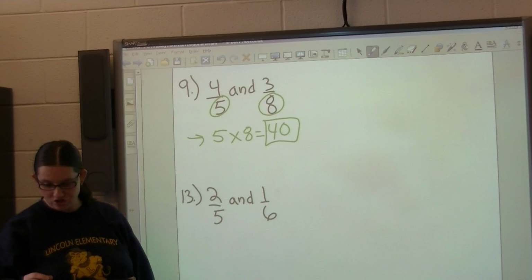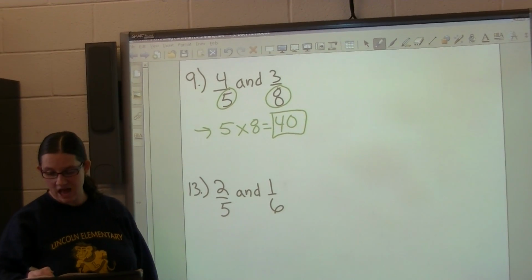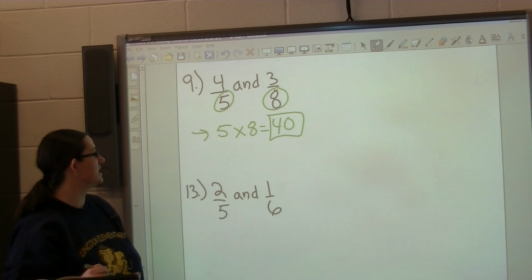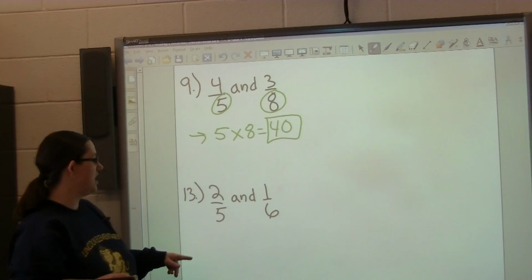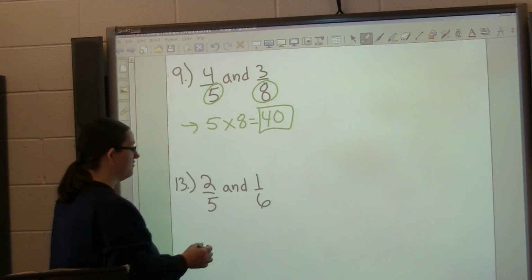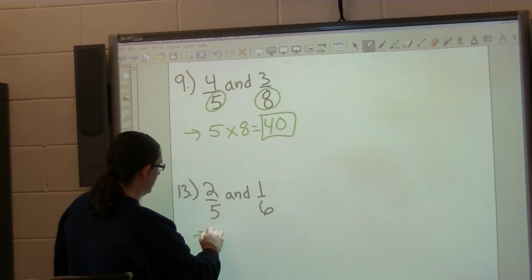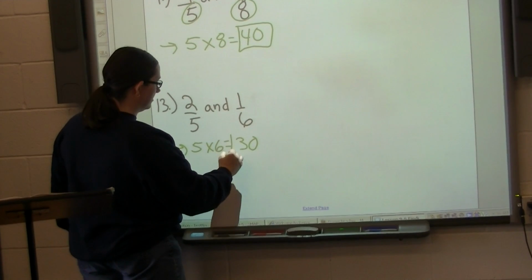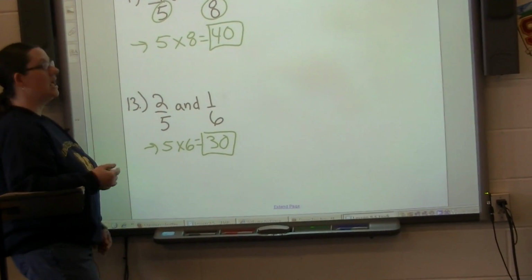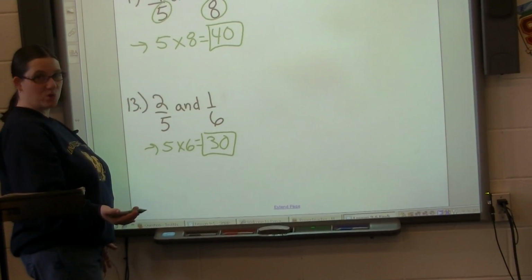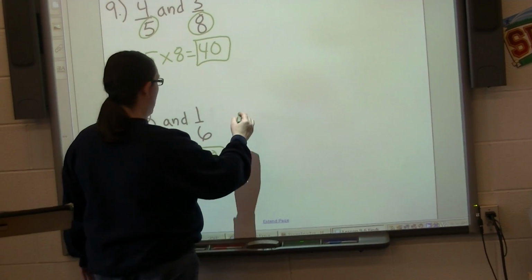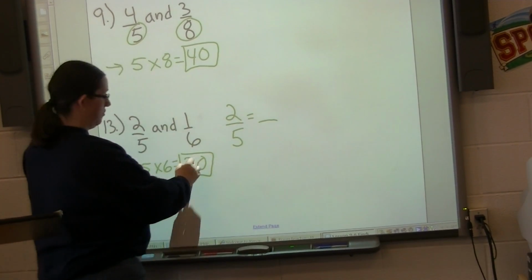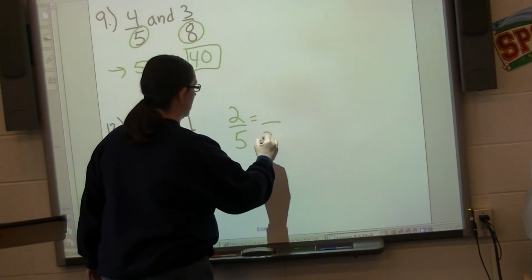Now for the numbers 13 through 16, it says find a common denominator for each pair, then rename it. And that's what we've been practicing on. So let's find our common denominator. Here, what will we do? 5 times 6. What does 5 times 6 give us? 30. Okay, so our common denominator will be 30. And now we need to rename them. How do we rename them? We need to make equivalent what? Fractions. So we're going to take 2/5 now and rename them with the denominator of 30.